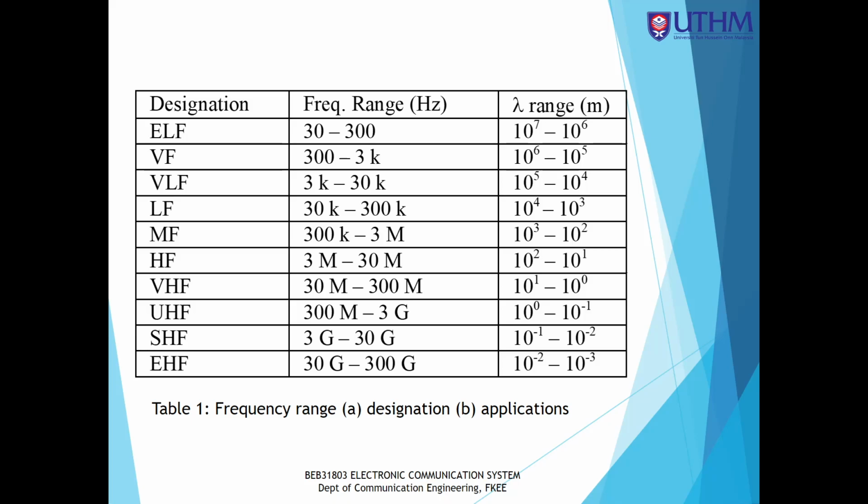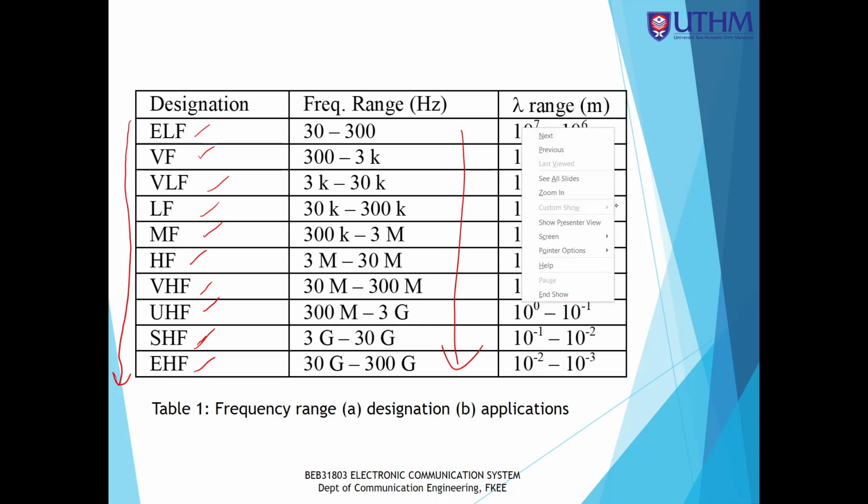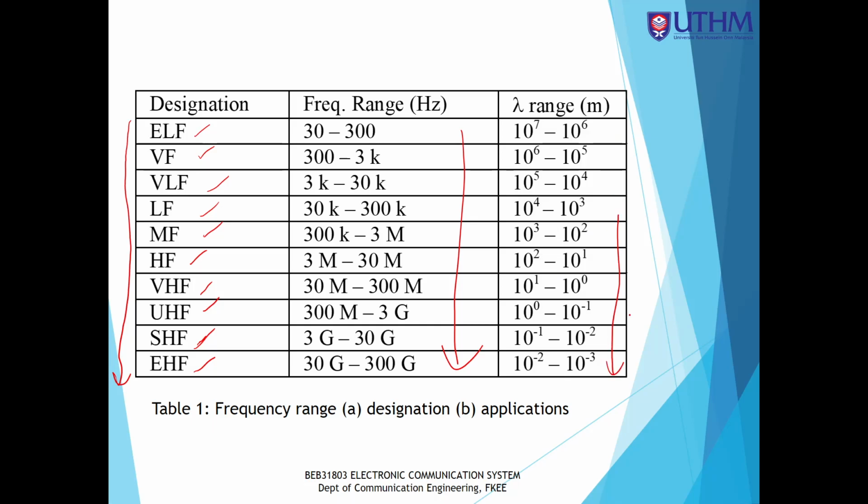Okay. So you see that the frequency changes, the frequency goes higher. Okay, apabila frequency semakin besar, so ELF is the extremely low frequency, voice frequency, very low frequency, medium frequency, high frequency, very high frequency, ultra high frequency, super high frequency, extremely high frequency. So you see that the range of frequencies gets higher when we go down, okay? And the wavelength becomes shorter as we move downwards. Okay, if we move to higher frequency, the wavelength would be much smaller.